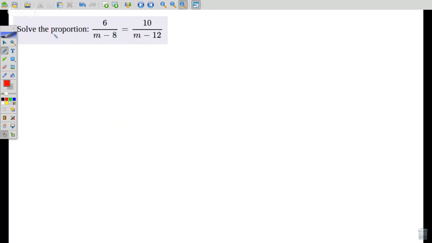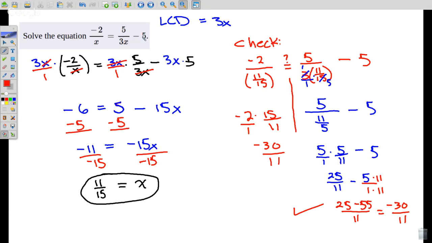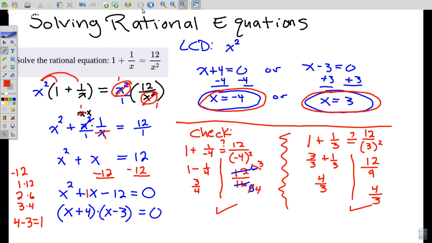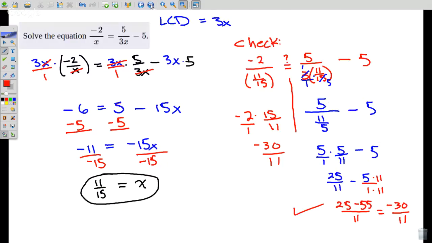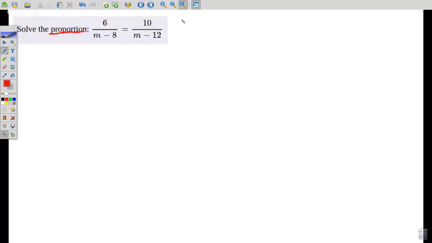All right, this one is called a proportion because it's a fraction equal to another fraction. Notice the other problems didn't have that directly. We had that extra minus here. We had the extra plus here. So I could use the same LCD method. If I did that, LCD would be n minus 8 times n minus 12. Ultimately, since it's a proportion, I could just cross multiply. So I'm going to do it both ways. Hopefully I get the answer both ways.